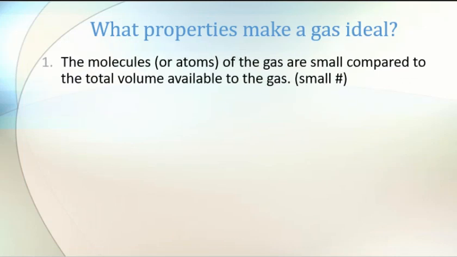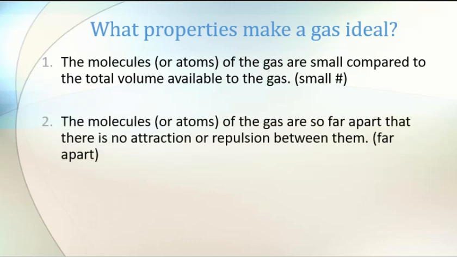Number one, the molecules or atoms of the gas are small. So here for number one, look, I put small number. That's all you have to write in there, small number. Compared to the total volume available, there's only a small number of molecules or atoms. Number two, the molecules or atoms of the gas are so far apart there is no attraction or repulsion between them, so you can write in they're far apart. Atoms and molecules are far apart.